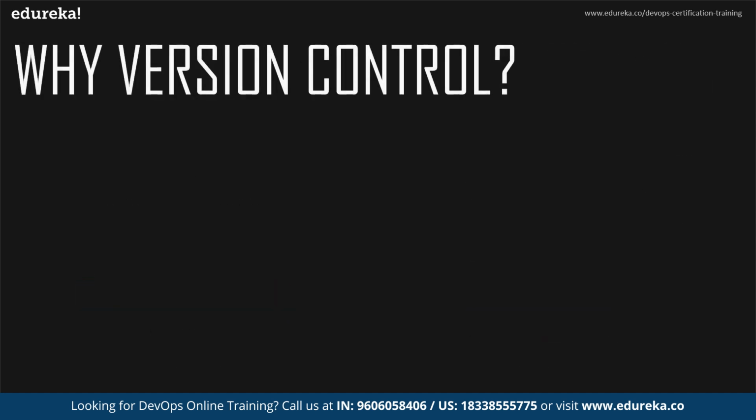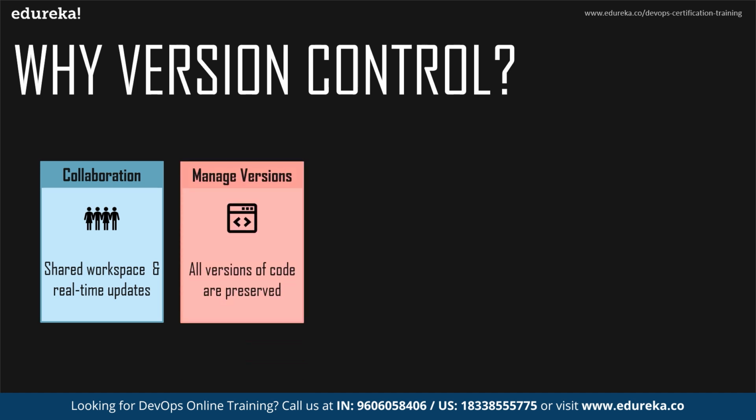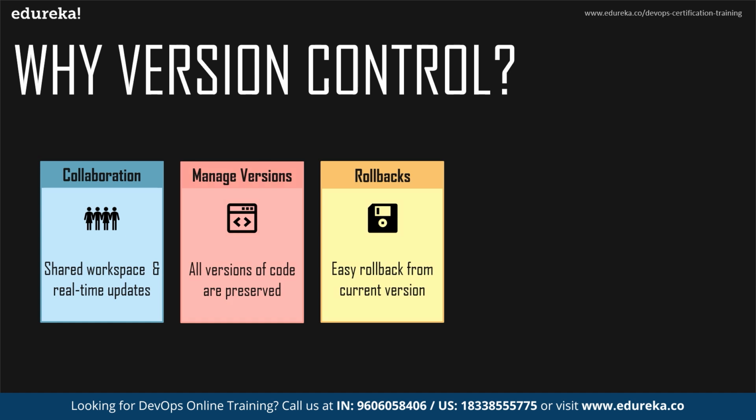So why is version control important? First of all, it helps collaboration. It allows remote development, shared workspace, and real-time updates. All versions of your code are preserved, hence it helps you manage versions of the same code. Easy rollback from current version.